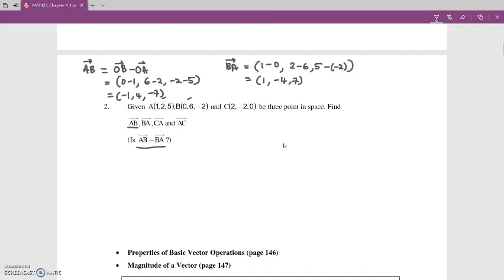The question here is, is vector AB equal to vector BA? The answer is not equal. As I mentioned before, vector AB means you have an initial point at A and a terminal point at B. But for BA, your initial point is B and your terminal point is A. If you look at these two, the difference is the positive and negative sign. Continue with CA and AC. What is your answer?